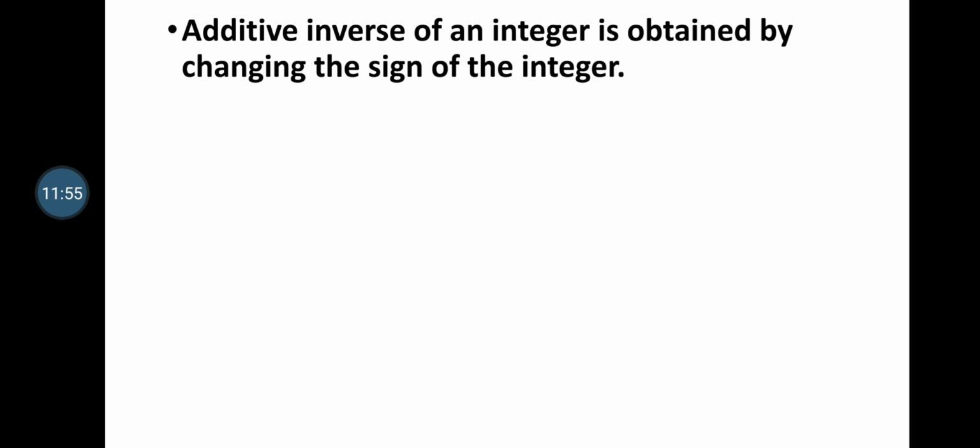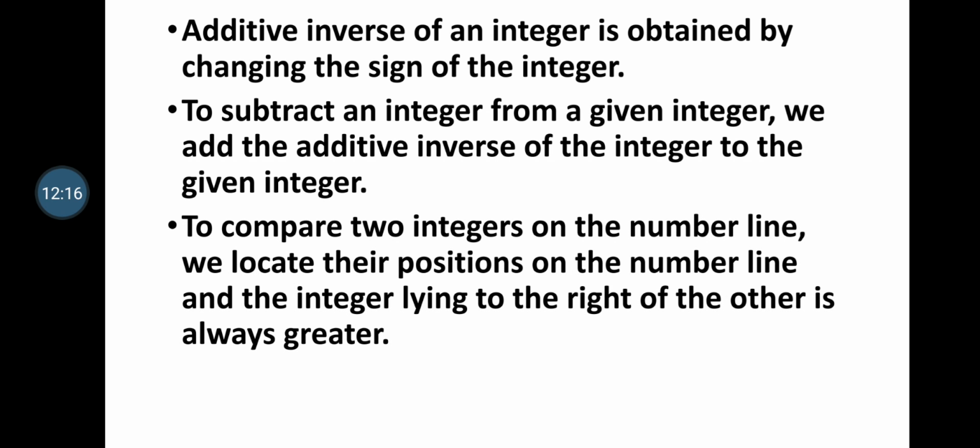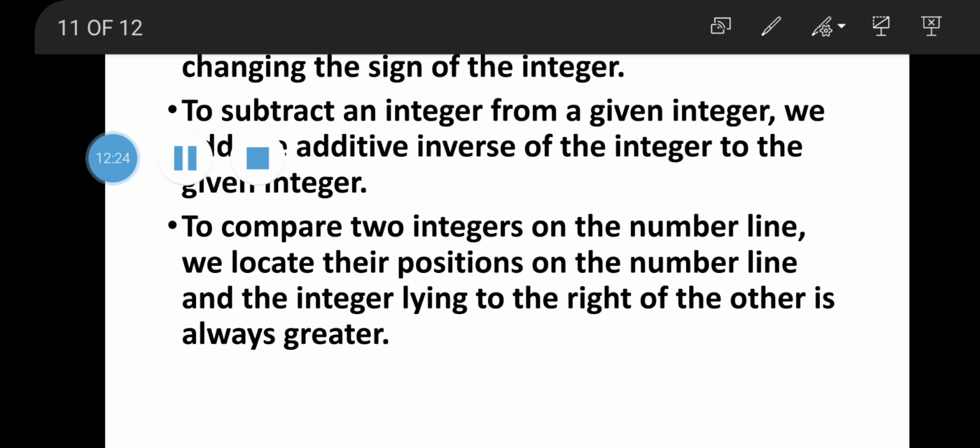Additive inverse of an integer is obtained by changing the sign of the integer. So we can easily remember: additive inverse means you have to change the sign of the integer. To subtract an integer from a given integer, we add the additive inverse of the integer to the given integer. To compare two integers on the number line, we locate their position, and the integer lying to the right of the other is always greater, which we covered already.